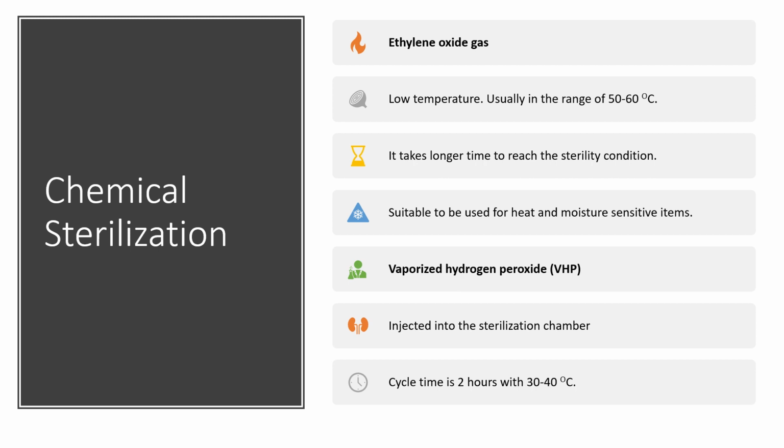Both ethylene oxide gas and vaporized hydrogen peroxide, VHP, sterilization offer viable alternatives to traditional steam autoclaves, particularly for heat and moisture-sensitive items. Despite requiring longer cycle times and operating at lower temperatures, these methods provide reliable sterilization solutions, ensuring the safety and integrity of sensitive materials in various industries.